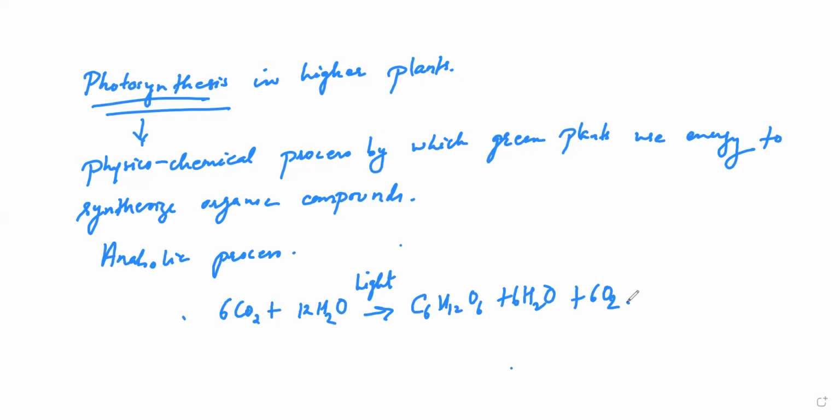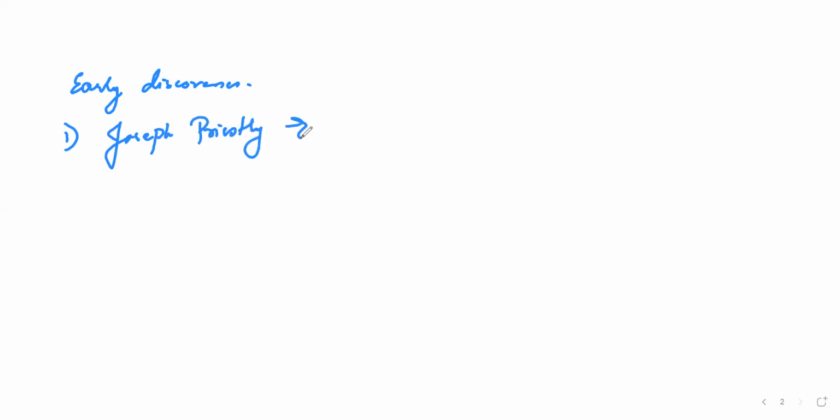Okay, so we are going to see what are the reactions which usually take place during photosynthesis and some of the experiments which are involved in it. So photosynthesis is very important because it's a primary source of food and it also releases oxygen to the atmosphere. So now let's see certain experiments which were done earlier by the scientists. So the early discoveries. The first discovery was done by Joseph Priestley. Now what did he do?